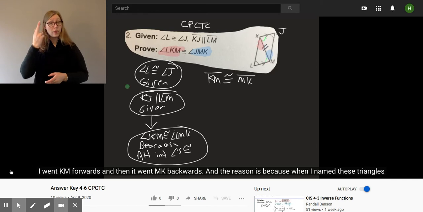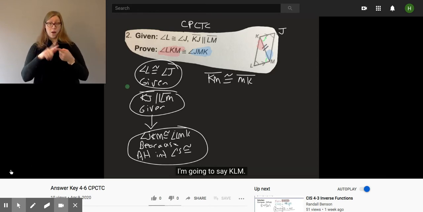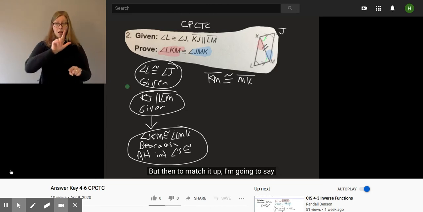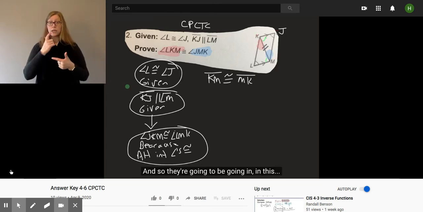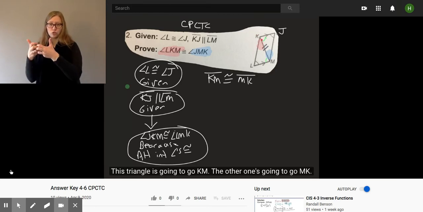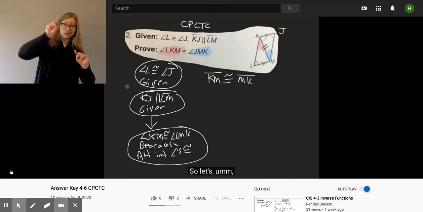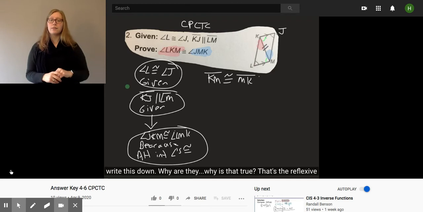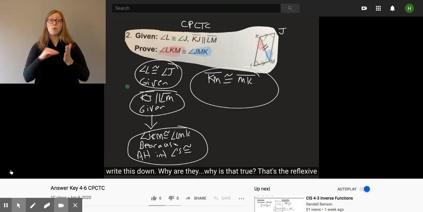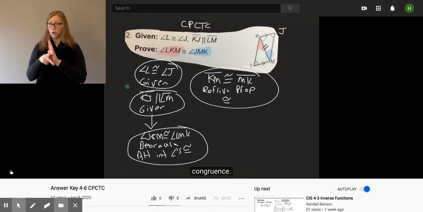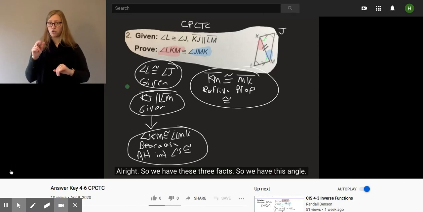And the reason is because when I name these triangles, I'm going to say KLM, but then to match it up, I'm going to say MJK. And so in this triangle it's going to go KM, the other one's going to go MK. So let's write this down. Why is that true? That's the reflexive property of congruence.